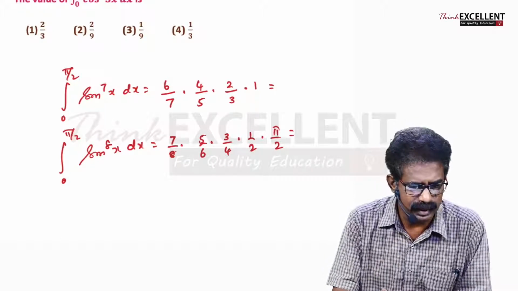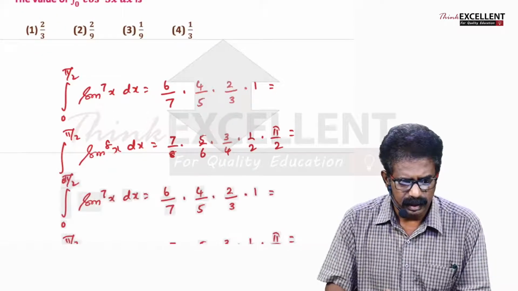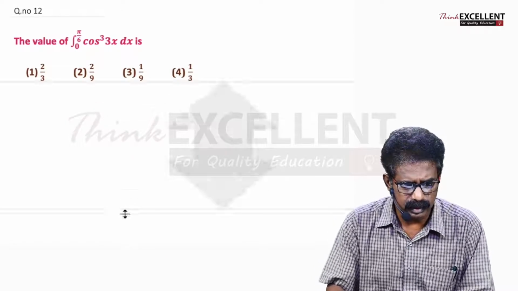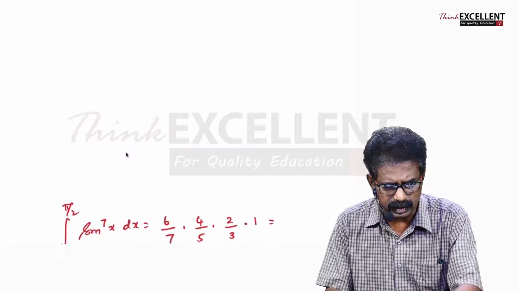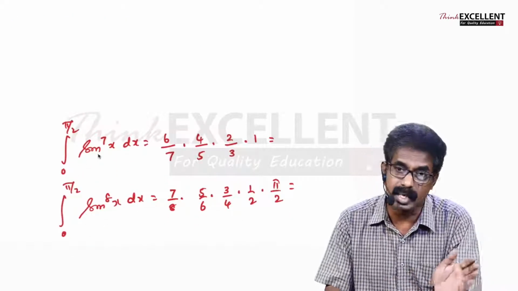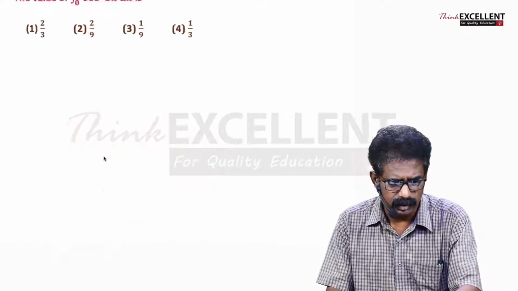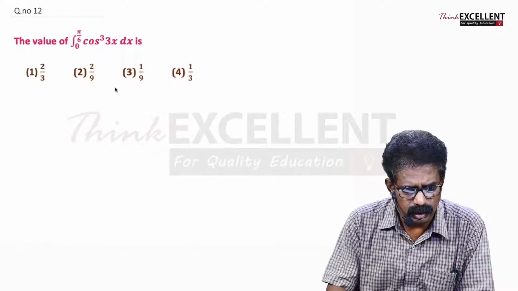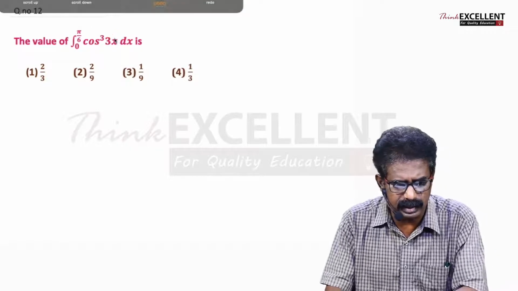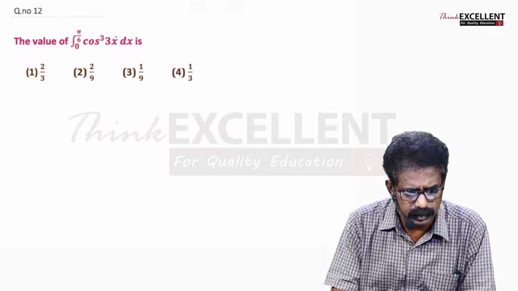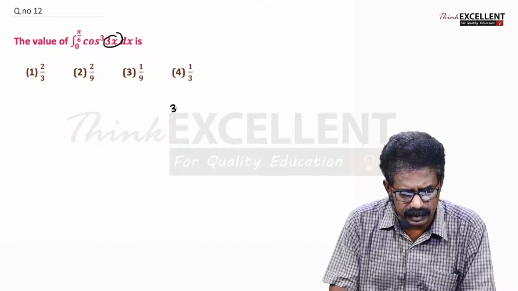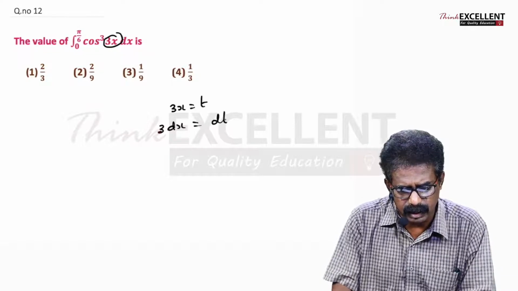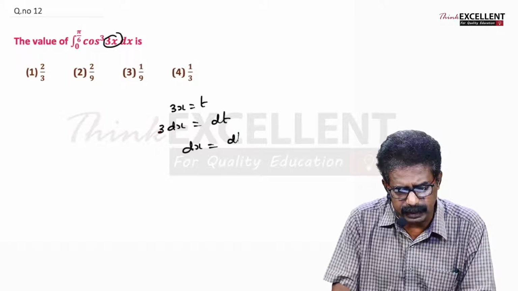Okay, now let us see this question. In this question, the limit is not 0 to pi by 2, and the power is on cos 3x. What I said here is, either sine or cos, same rule, same answer. So here it is 0 to pi by 6 cos cube 3x. We give a substitution: we take this 3x as t. Let 3x equal to t. Differentiating, 3 dx is equal to dt, so dx is equal to dt by 3.